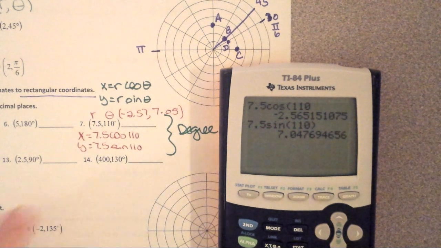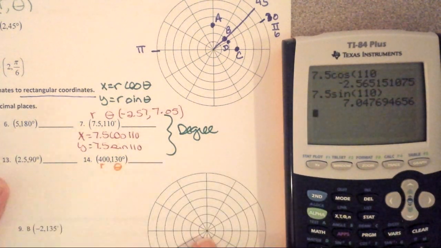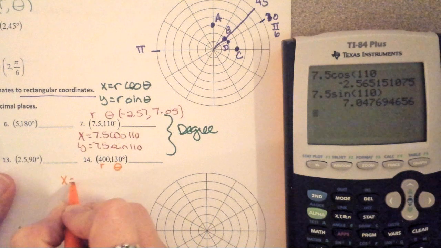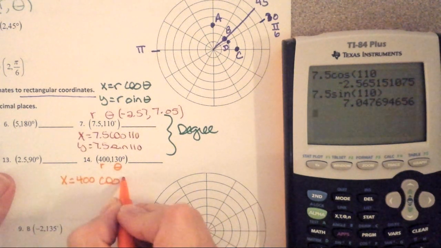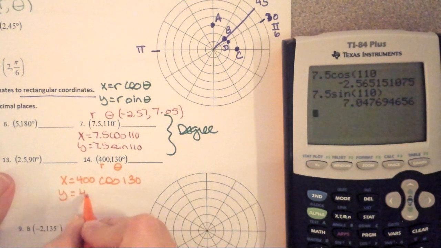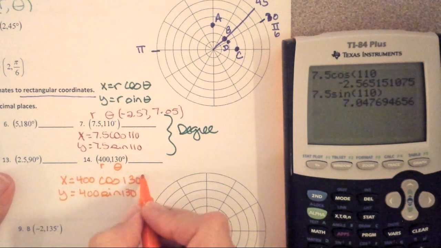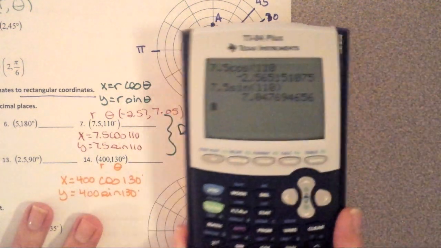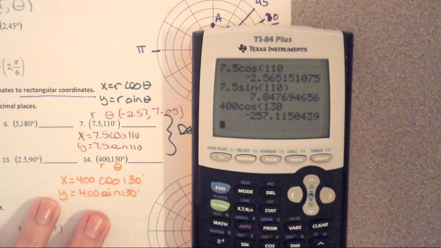Okay, so on number 14, it says that my r is 400 and my theta is 130. So x equals 400 times cosine of 130, and y is going to equal 400 times sine of 130. Again, everything's still in degree mode, so just go type it in. 400 cosine of 130, and we get negative 257.12.